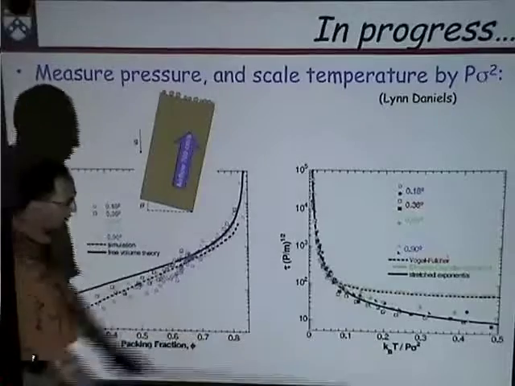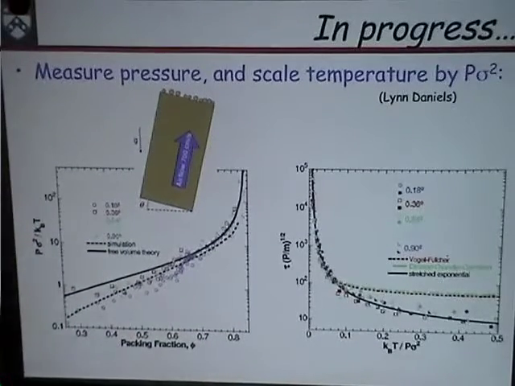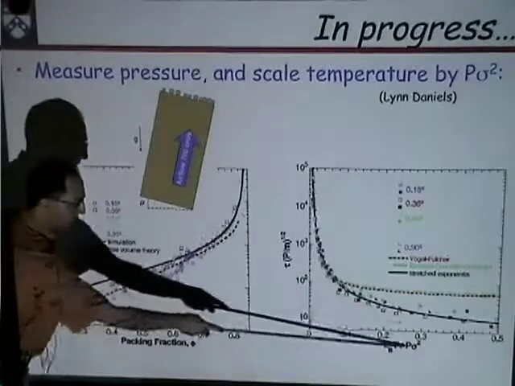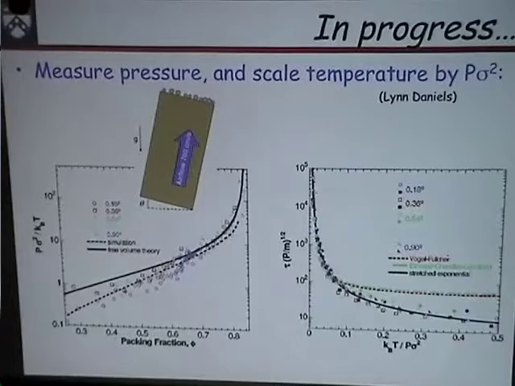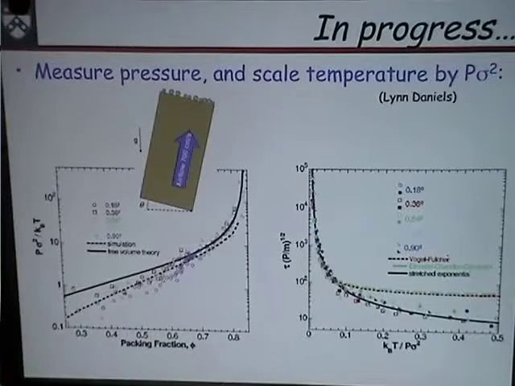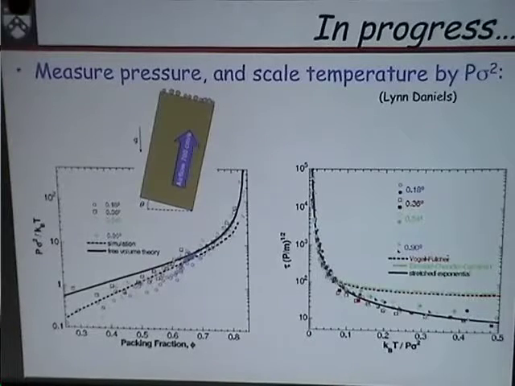And same thing for the temperature scaled by the pressure. And this is something that Andrea is doing a lot of work on. So we're trying to make contact with that. So that's where we're trying to go with those particular experiments. And the word isn't in yet. So stay tuned on that.